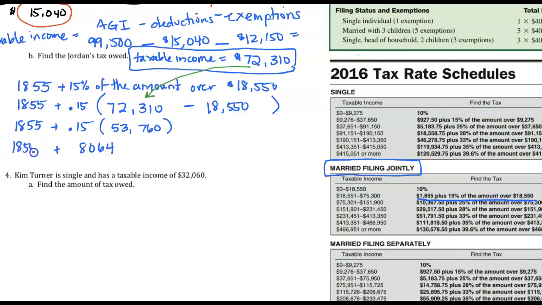If you don't end up with a whole number there, keep as many decimal places as you can. Okay, only round at the end. Our last step would be the addition, and I get $9,919, and this is our tax amount. This is the amount due for the entire year. Okay. We're going to pause there and we'll pick up again in a second video.